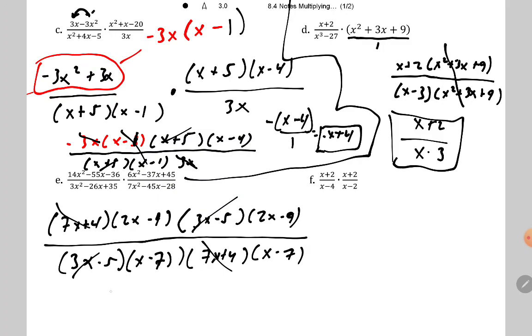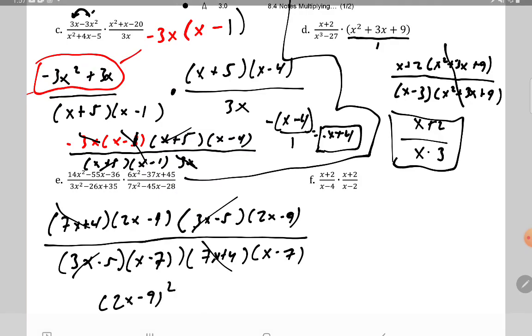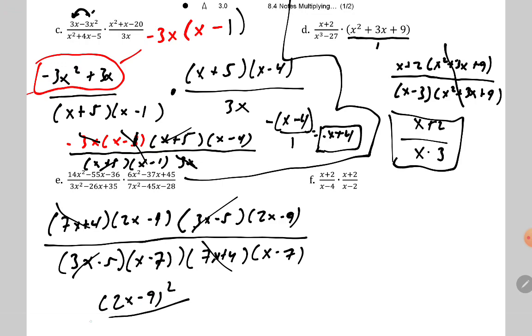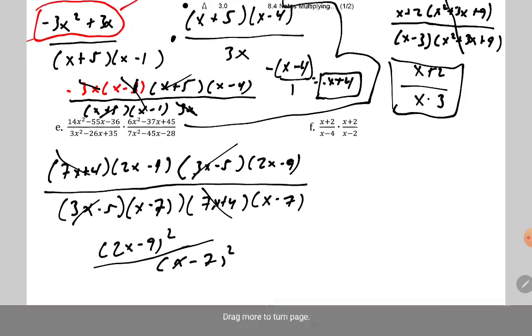Okay, and we end up with (2x minus 9) squared over (x minus 7) squared. All right, let's move on.